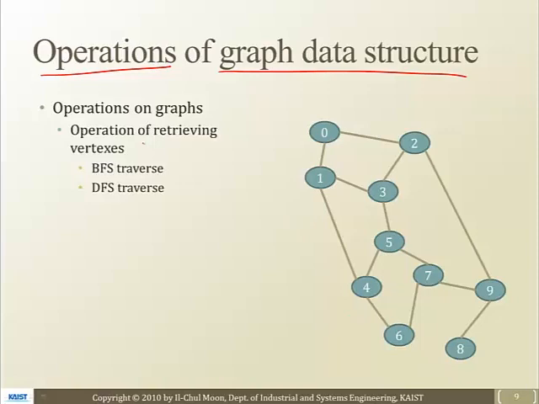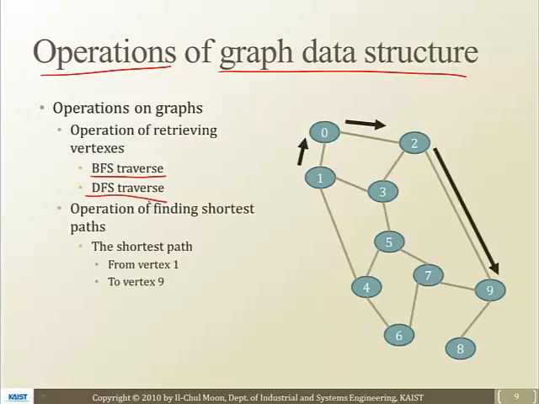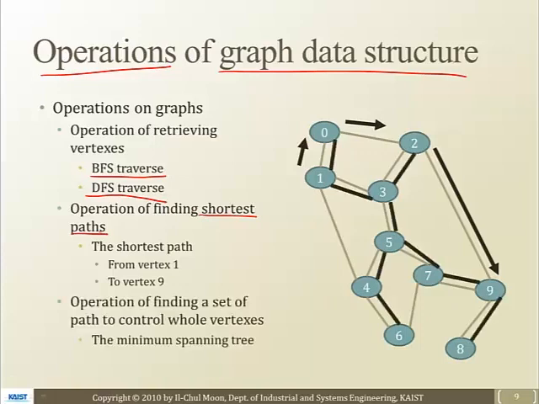So what we can do is the breadth first search traversing and depth first search traversing. And another thing that we can do is the shortest path finding. And then another thing that we can do is finding a set of paths to control the whole vertices. We are going to call it minimum spanning tree.